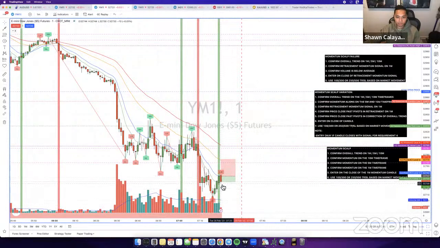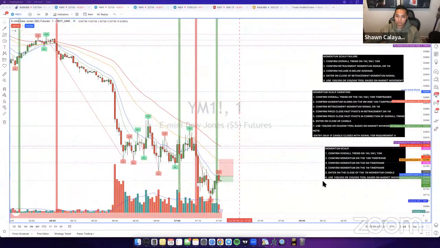I'm looking for this candle here to close below the pivots. If it does, I'll take it for momentum scalp variation, and then we'll see where this ends up going from there. Got to wait for it to actually close though, because the way that the markets are moving, it's not necessarily moving super smooth. So we got about 10 seconds left on this candle here. As you guys can see, the candle did not close below the pivots. You got to wait for it to actually close. About a few seconds here. It was really close to it.